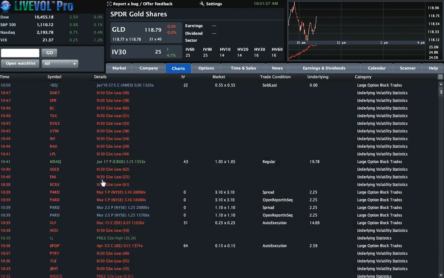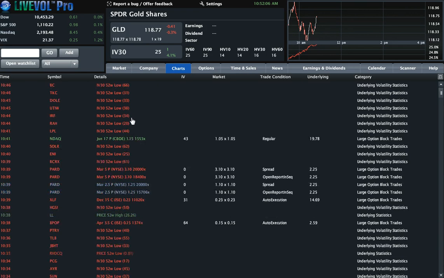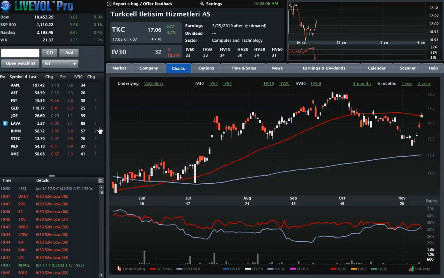Another quick little market thing that I like to look at here with LiveVol is this real-time scanner. It lets me know about anything big going on in the market, whether it's implied volatilities breaking new highs or new lows, 52-week highs and lows, and of course major significant options trades, whether they're spreads or just straight out buys. So let's take a look here. This is chronologically listed, and you can see here a bunch of the underlying volatility statistics. You've got your IV30 52-week low.